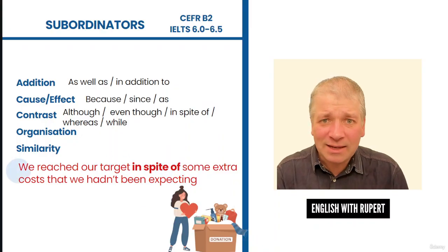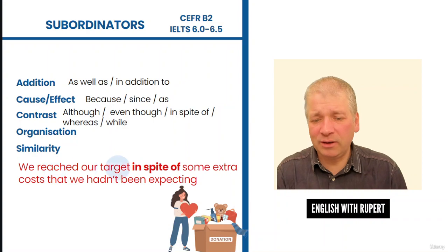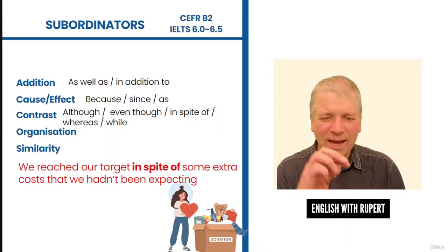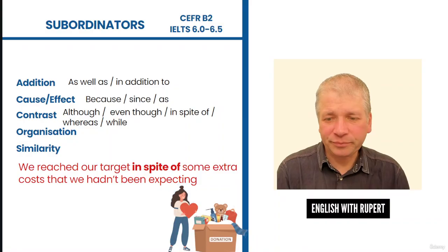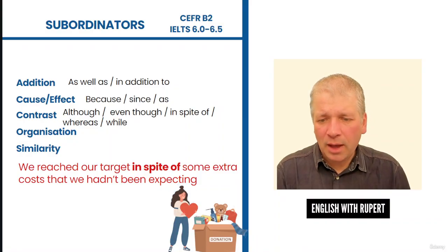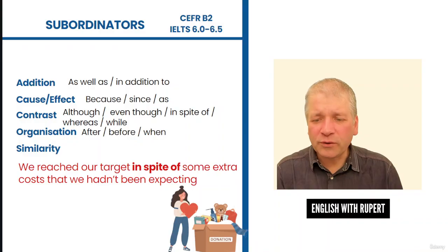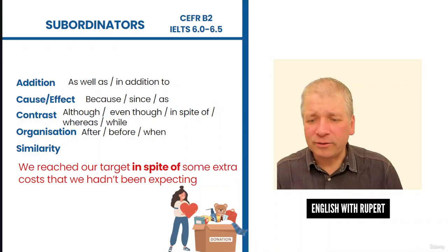So here we have two sentences joined together by in spite of. And here we have an independent clause. We reached our target. But then a dependent clause, some extra costs that we hadn't been expecting. That makes no sense without the first part. Here are some subordinators which help us to organise: after, before, and when.